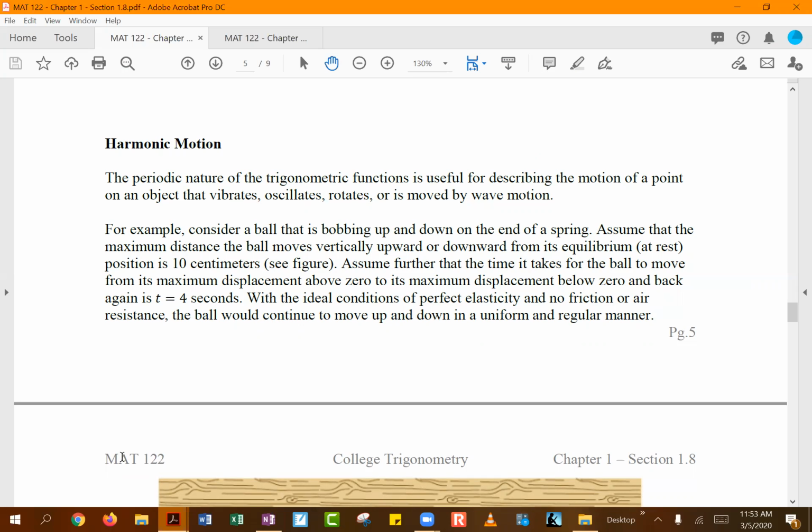They're saying basically the time it's going to take for the ball to go from its maximum displacement above zero to maximum displacement below zero and getting back to its equilibrium position is going to be a total of 4 seconds. It's going to take 4 seconds for that ball to go in both directions and then come back to its original position. So they're saying as long as you have good ideal conditions, perfect elasticity, no friction, no air resistance, the ball obviously should keep moving up and down in that uniform and regular way.